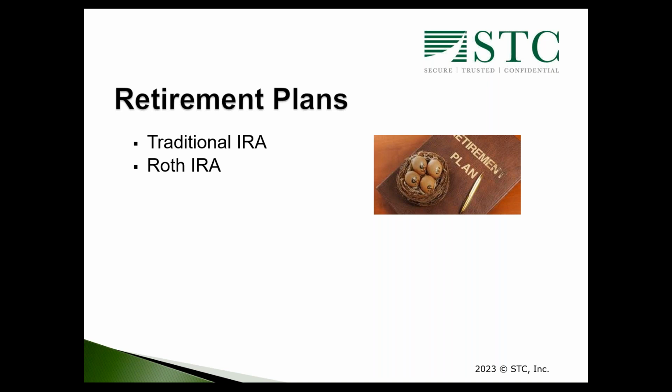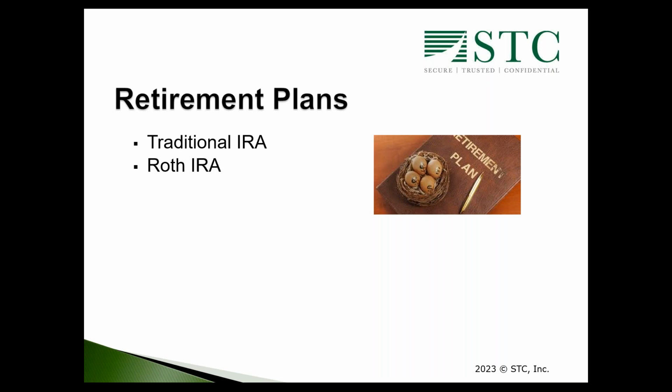The difference between these two plans is significant. When you make a contribution to a traditional IRA, like most retirement contributions, it is pre-tax. In other words, you will take that amount out of your taxable income that year, and instead, when you begin taking qualified distributions after reaching retirement age, then you will include those distributions in your taxable income.